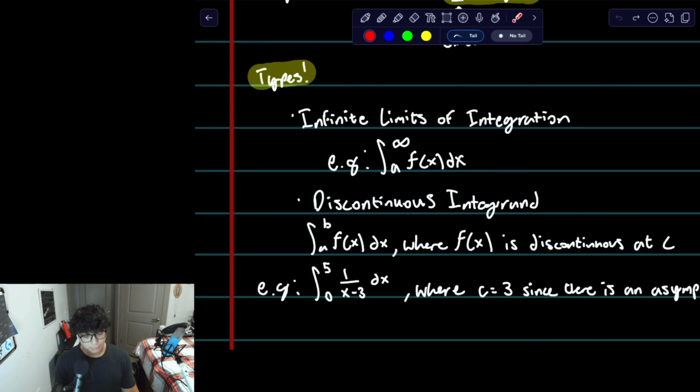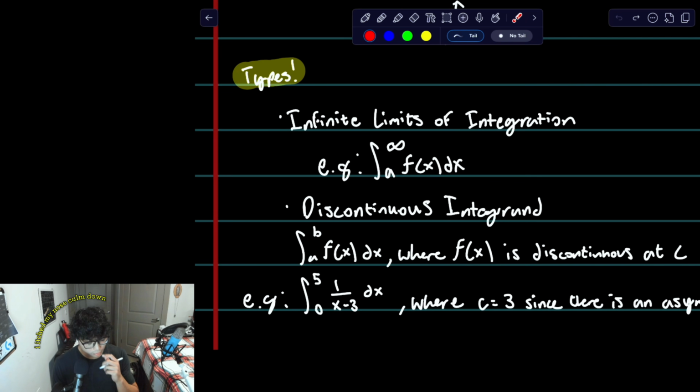Now, there are a few types of improper integrals that I want to go over, which are infinite limits of integration. So for example, in our integrand, our bounds can be from A to infinity, or it could go from infinity to B. So this is the example given.